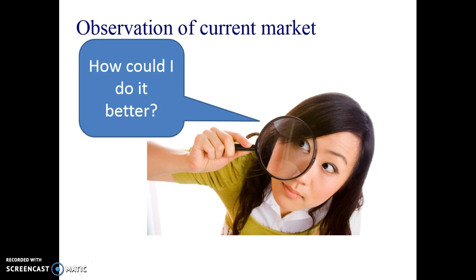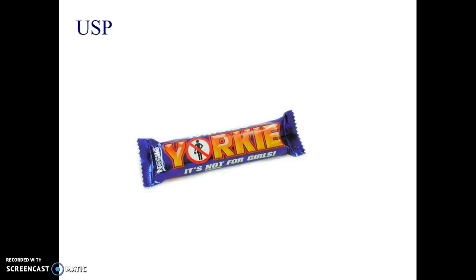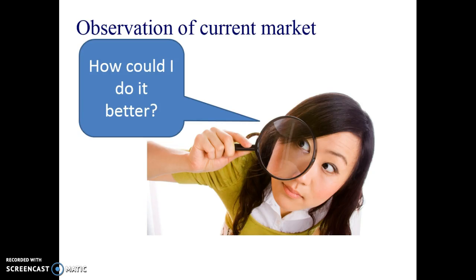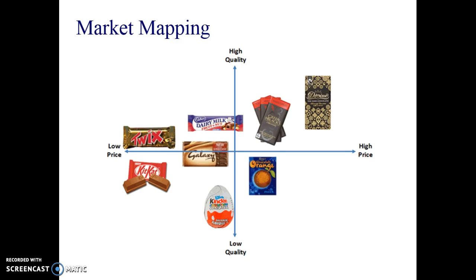How do we actually identify a gap in the market? Well, what you could do is look at the current market that you're aiming for. So if we were looking at chocolate bars, you could think, right, how would I do this differently? How could I make one of these chocolate bars even better than it currently is? And so that's market observation. The other method that you might have looked at is market mapping.